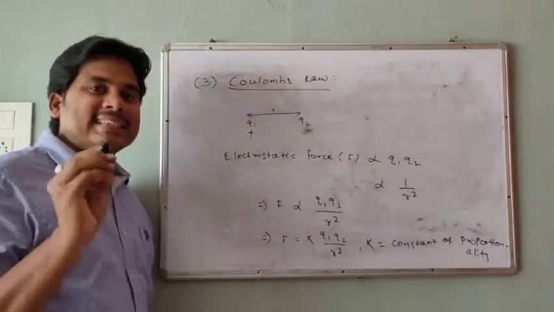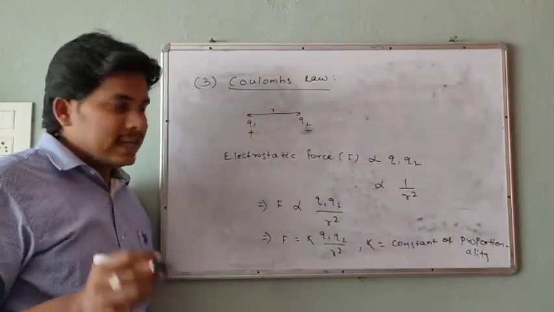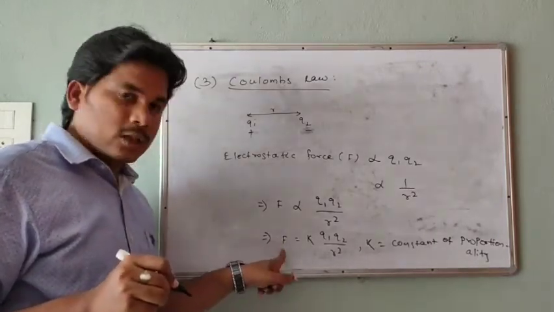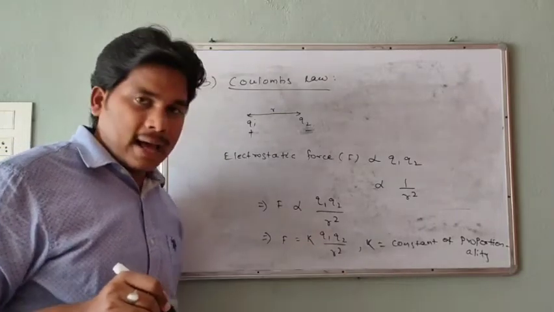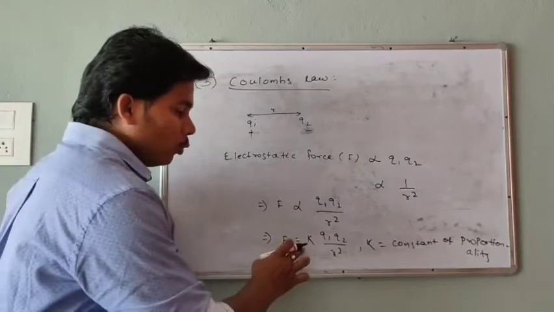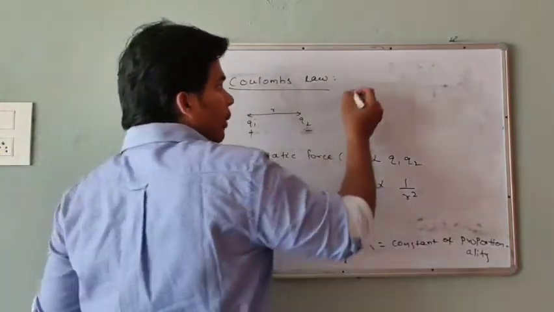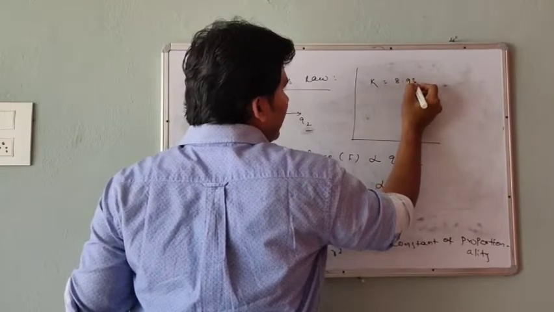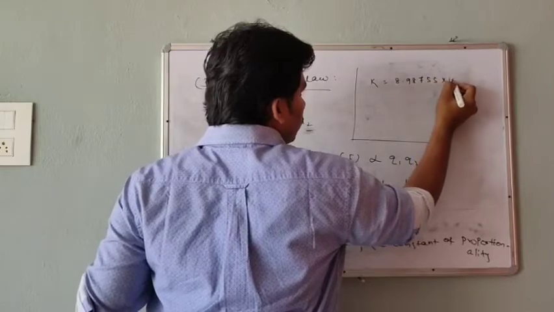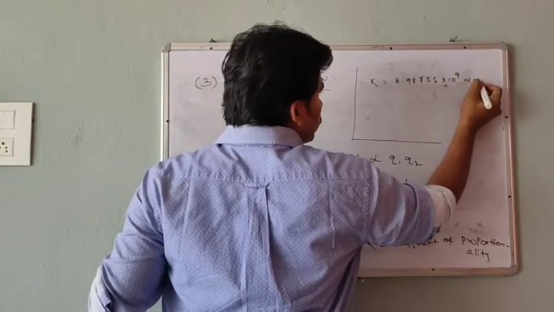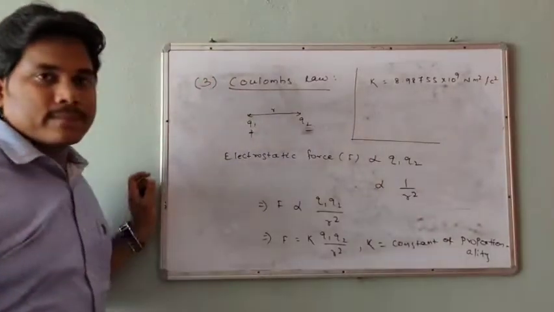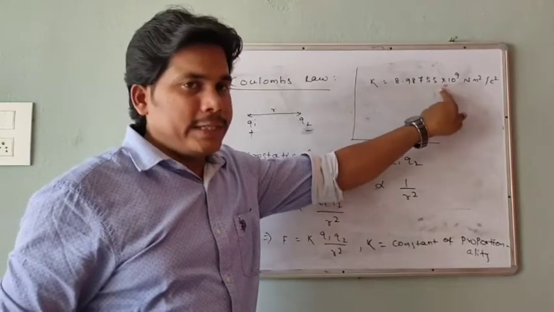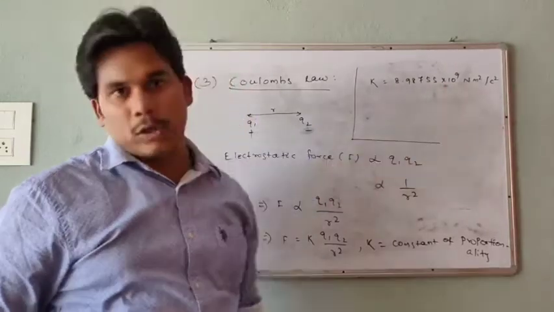And understand one thing, this is an experimental law. That means the value of this constant is experimental. F, Q1, Q2 and r all have constant values. From the experiment it is known that K equals 8.98755 into 10 to the power 9 Newton meter square per Coulomb square. Understand? What is the value of K? 8.98755 into 10 to the power 9 Newton meter square per Coulomb square.